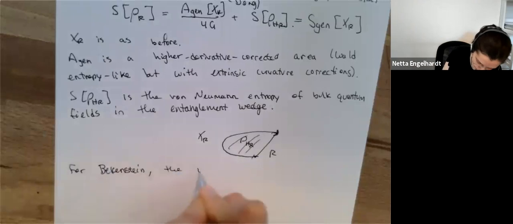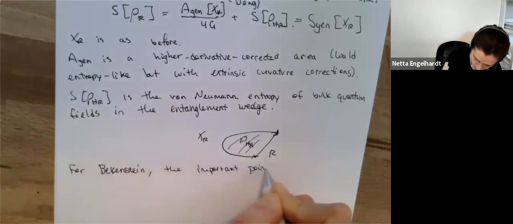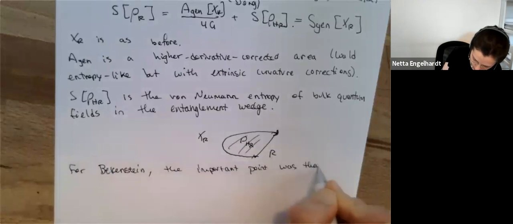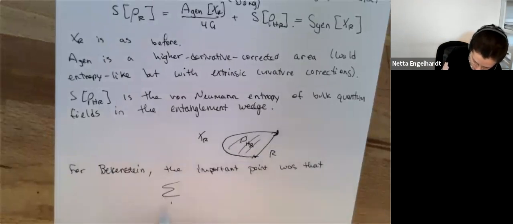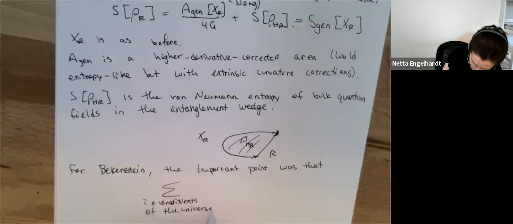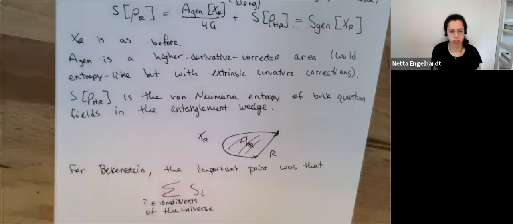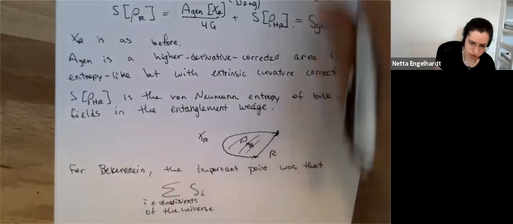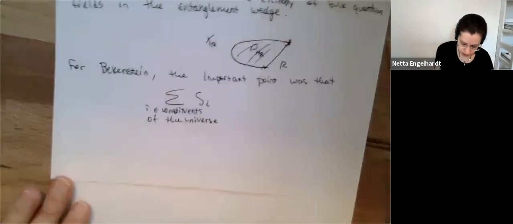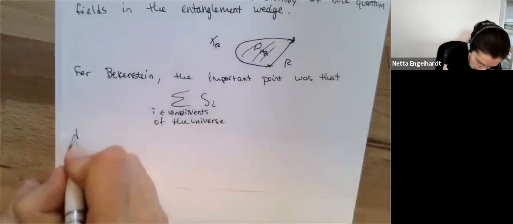And for that, what he really needed to show, the important point for Bekenstein, was that the total sum of entropies over the constituents of the universe does not decrease with time.